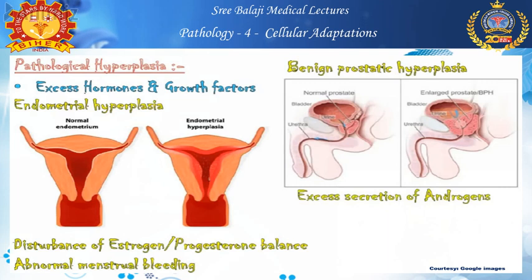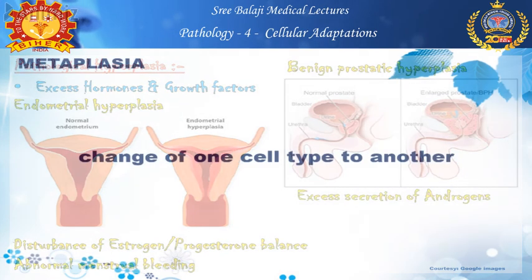prostatic hyperplasia. In endometrial hyperplasia, the balance of estrogen and progesterone is disturbed, which leads to abnormal menstrual bleeding. In benign prostatic hyperplasia, there is excessive secretion of androgen. So the first three adaptations we have seen so far are atrophy, hypertrophy and hyperplasia.